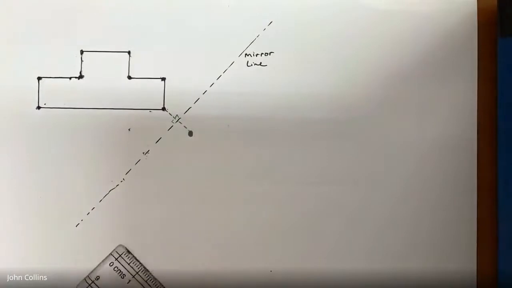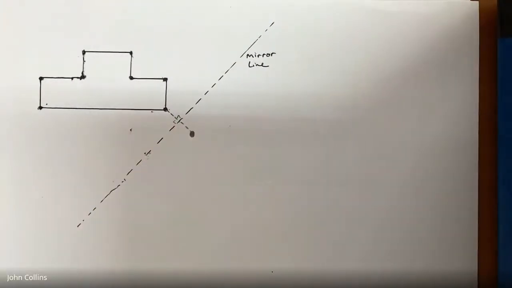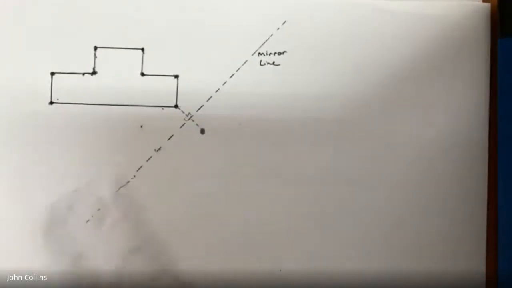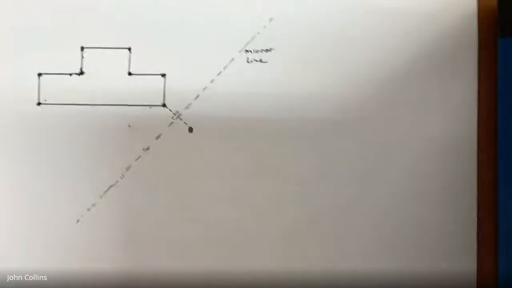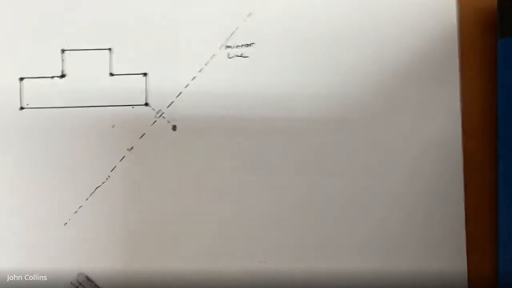Now, everybody's going to be different because I didn't tell you how close to draw the mirror line. So this is why you need the ruler. Yeah, everybody's going to be different. All right, so that's that one drawn.